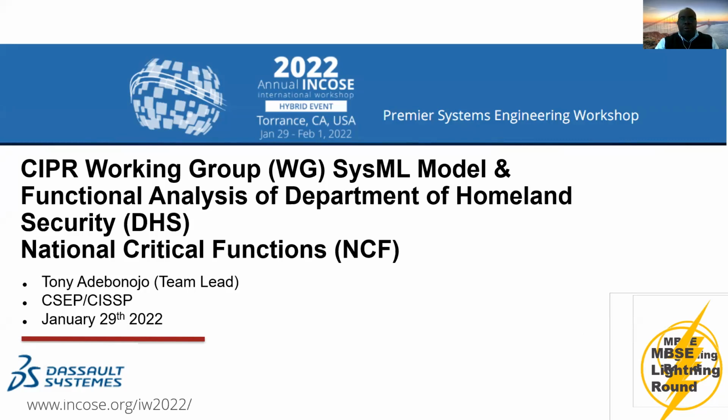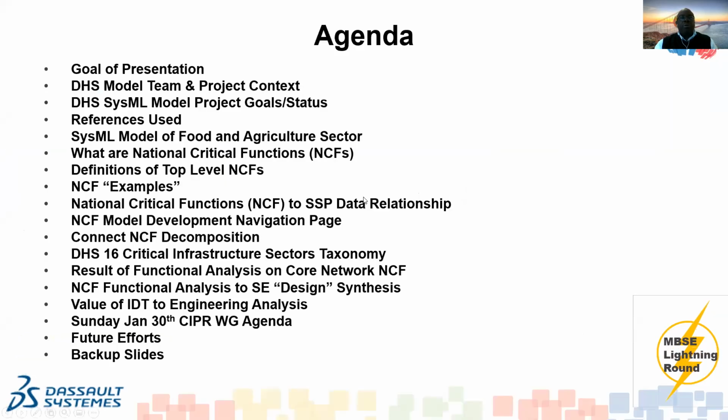I'm going to be going through the agenda that you will see here. What I'm going to cover in this 18-minute talk is some of the goals and the context for this project, after, of course, I introduce my team. We're going to talk a little bit about the references used for the data that we have put into our model, and then show you some of the preliminary artifacts that we created, block diagrams of the 16 sectors, and an example that we have here. Then we'll get into a little bit about what the national critical functions are, and then go into an example decomposition of one of those functions.